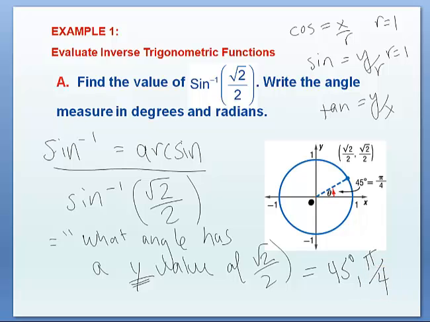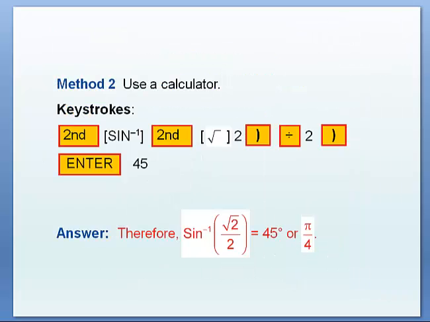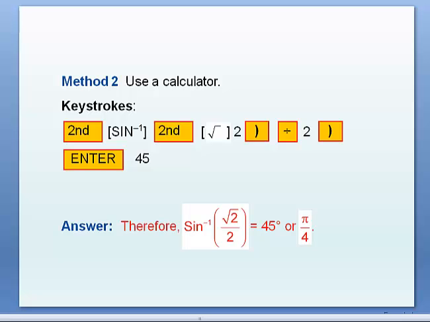So that's what the question's asking. We can actually also do this on our calculator. If you take out your calculator right now, you hit second sine, which is the inverse sine button, sine to the -1, then hit root 2 divided by 2, enter. The answer is going to give you your 45 degrees.